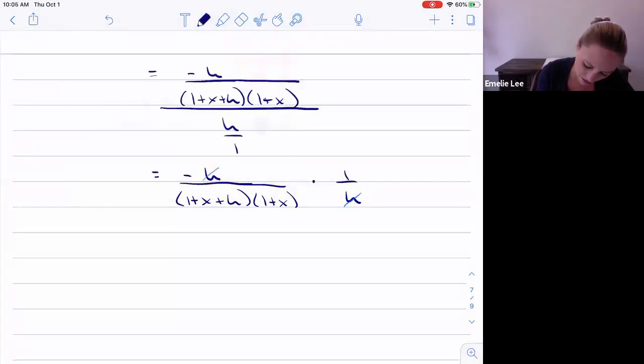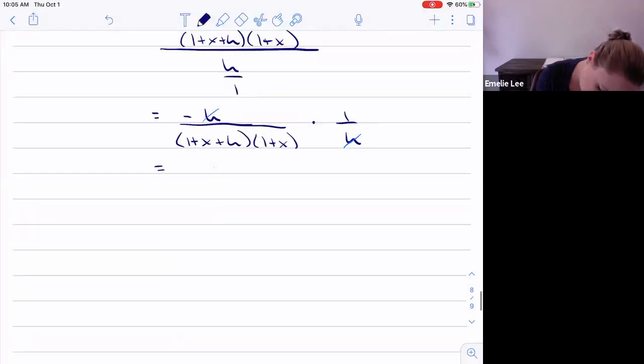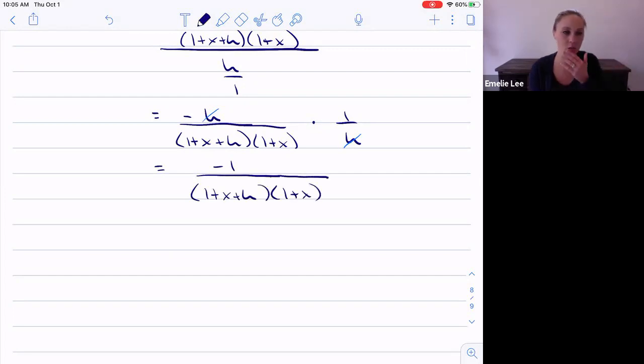So this becomes negative 1 divided by 1 plus x plus h times 1 plus x. And I would just leave it like that. I wouldn't expand it. Okay, good.